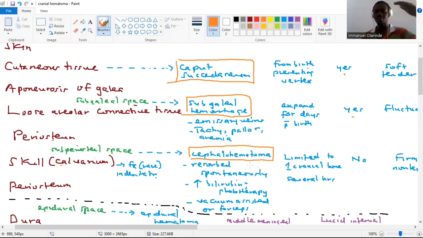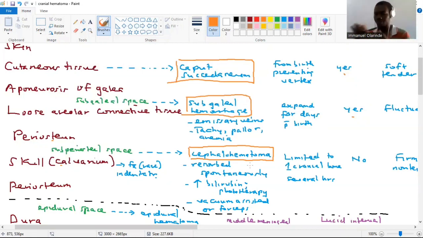Since this is between the periosteum and the calvarium, and the periosteum doesn't cross suture lines, the hematoma will be confined to one cranial bone. You're going to see the hematoma or the swelling over maybe just the coronal bone, or over the frontal bone, or the parietal bone and stuff like that.